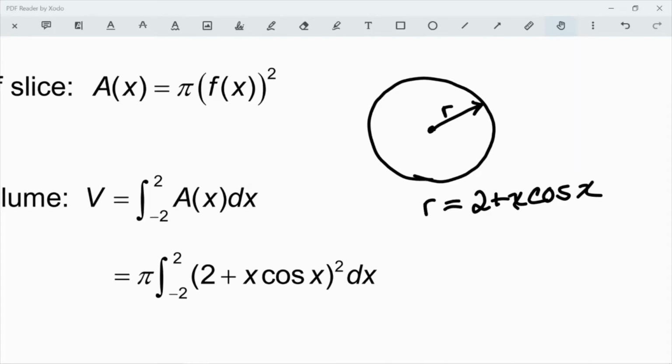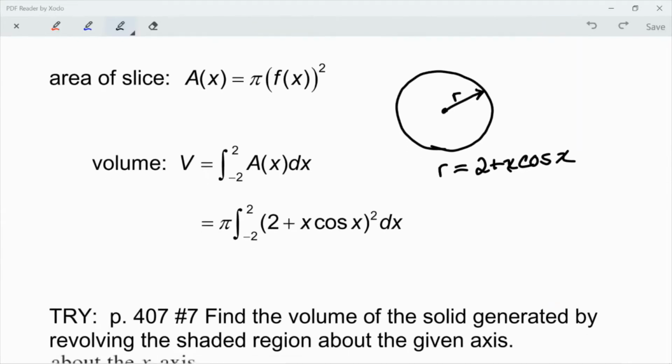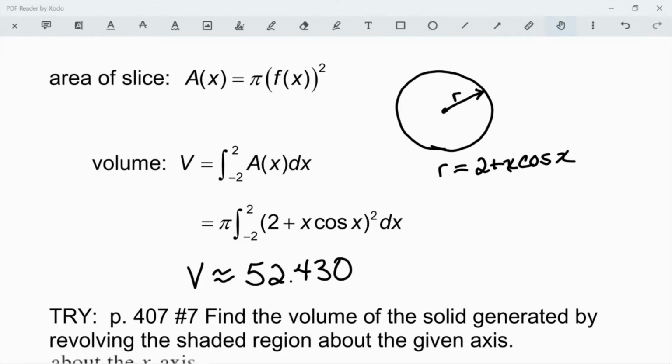Okay, so in the end here, again, we've got the setup. You're going to plug that into the calculator. And for our volume, in this case, I can't get an exact solution because I'm not going to be able to solve that out. I'm going to get about 52.430 as my approximated solution there. So again, our main focus is the setup. Typically, once we get to that point, we're going to plug these into the calculator, but there will be some times where you're going to solve these out by hand as well.